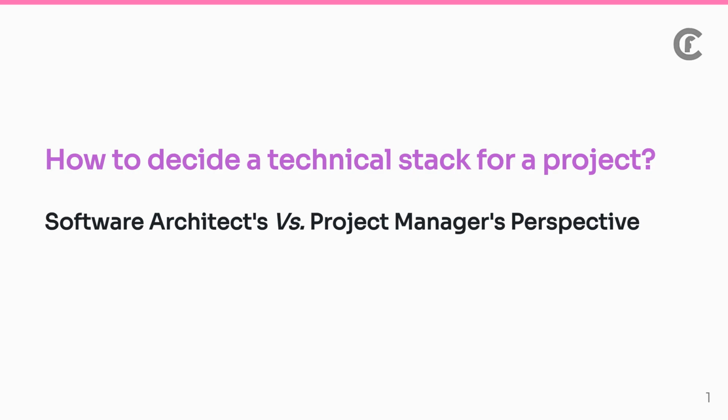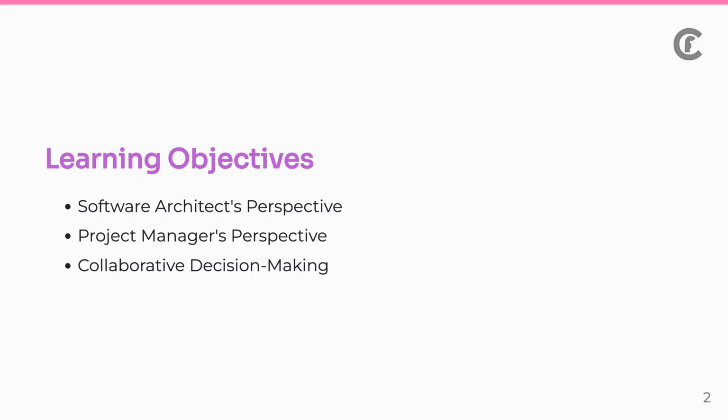Here we'll discuss deciding the technical stack from the perspective of a software architect and project manager. The process of deciding on a technical stack for a project involves a collaborative effort between the software architect and the project manager. Each role brings a unique perspective to the decision-making process, ensuring that the chosen stack aligns with both technical and project-level considerations.